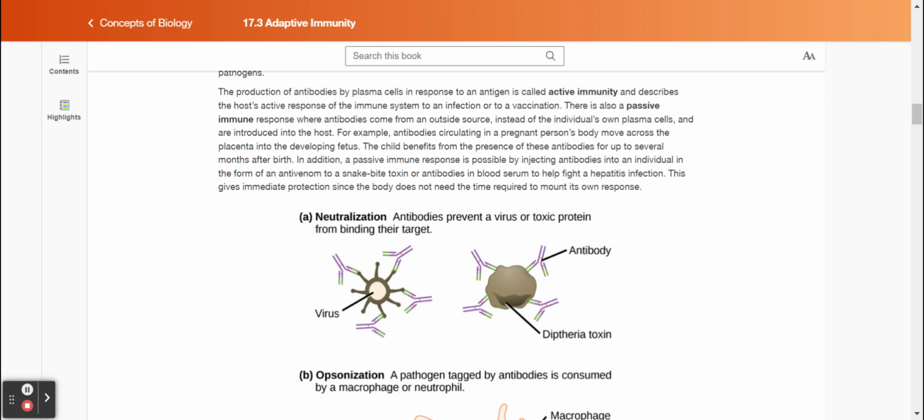In addition, a passive immune response is possible by injecting antibodies into an individual in the form of an antivenom to a snakebite toxin or antibodies in blood serum to help fight a hepatitis infection. This gives immediate protection since the body does not need the time required to mount its own response.